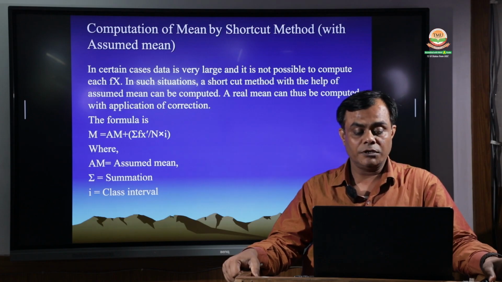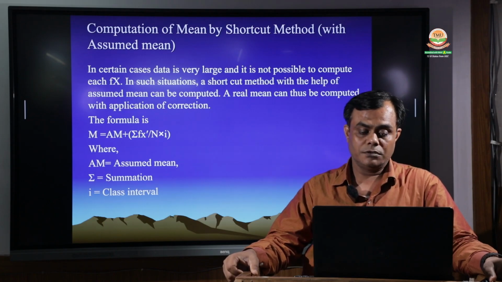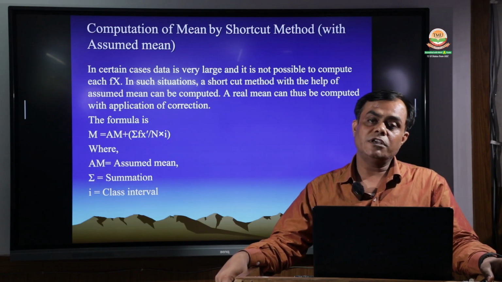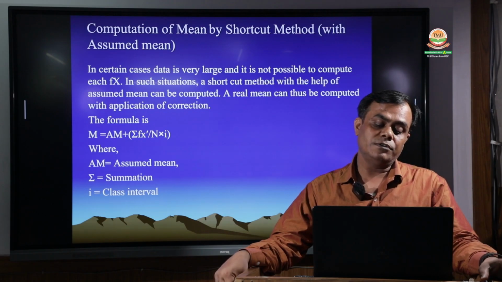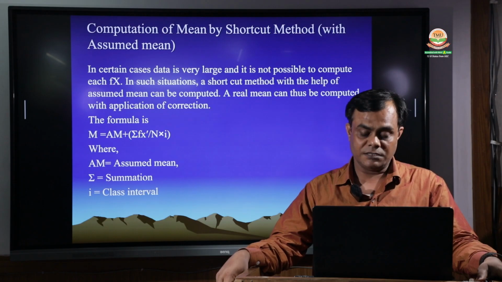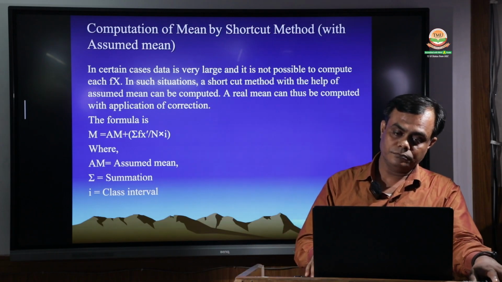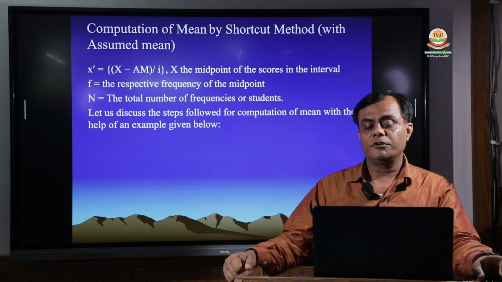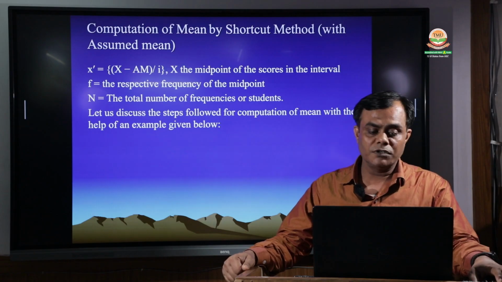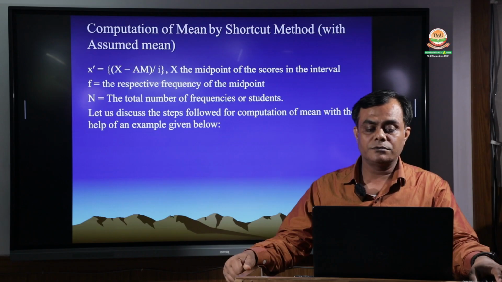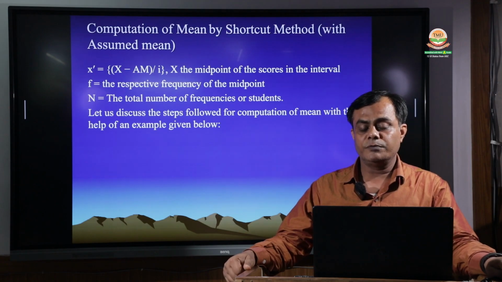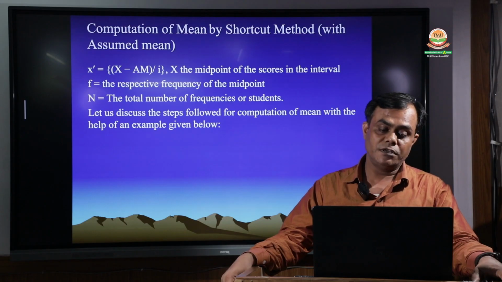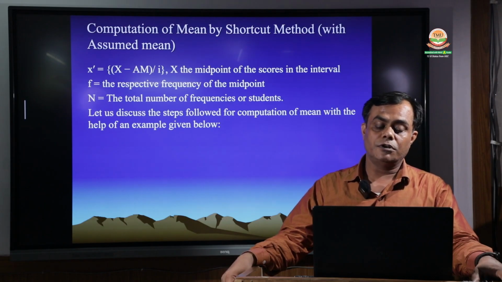So the shortcut method formula is M = AM + (sigma fx' divided by N) times I. Here AM is the assumed mean, sigma is the summation, and I is the class interval. Here x is the midpoint of the score in the interval, f is the respective frequency of the midpoint, and N is the total number of frequencies.